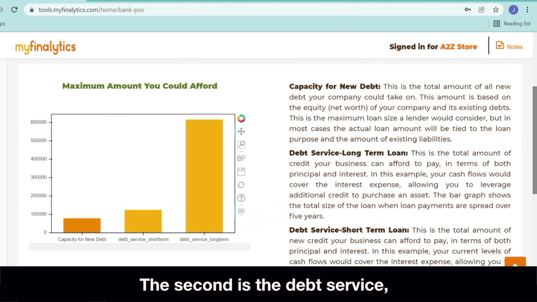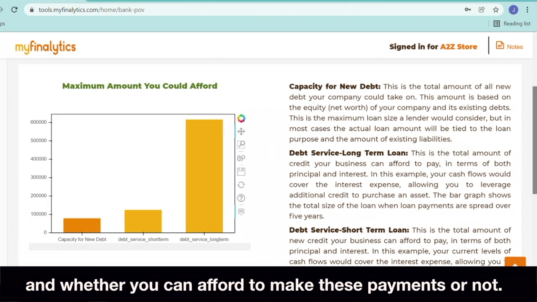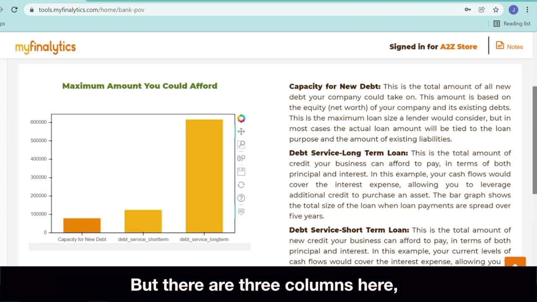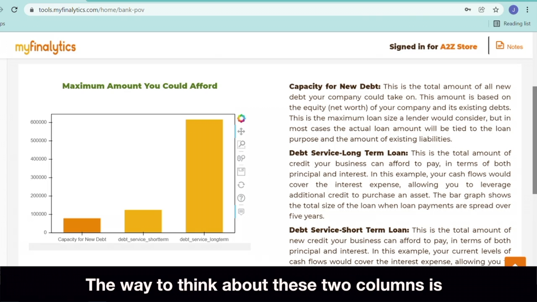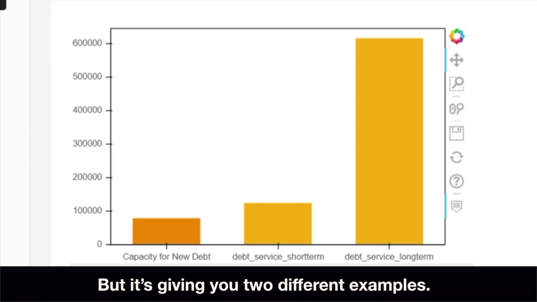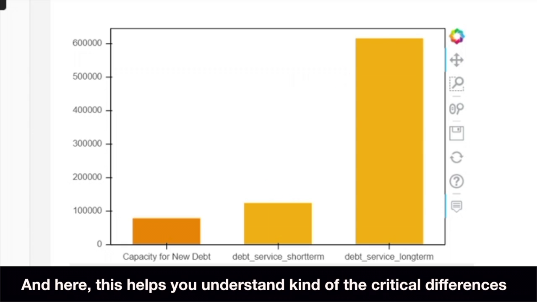The second is the debt service. In other words, the monthly payments on the debt and whether you can afford to make these payments or not. So I just said that is the second way of looking at a loan, but there are 3 columns here. So what's going on here? The way to think about these 2 columns is they're showing that same issue of your ability to service debt, but giving you 2 different examples. It's giving you a short-term loan and a long-term loan. And this helps you understand the critical differences between the 2.